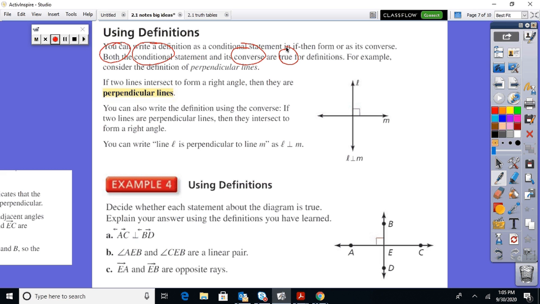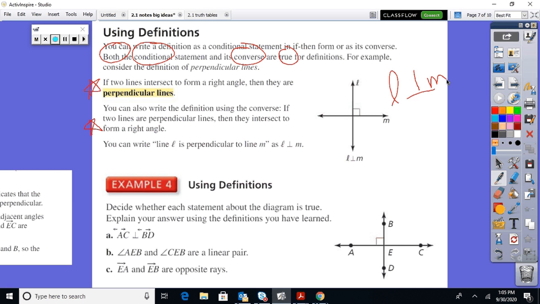For example, consider this one. If two lines intersect to form a right angle, then they are perpendicular lines. There's the definition of perpendicular lines, and it's written in if-then form. You can also write the definition using its converse. Flip it. If two lines are perpendicular, then they intersect to form a right angle. And since that's also true, you can rewrite it as what we're going to talk about in a second, a biconditional. So you can write line L is perpendicular to line M as L ⊥ M.